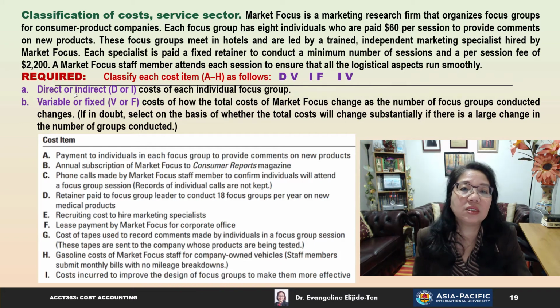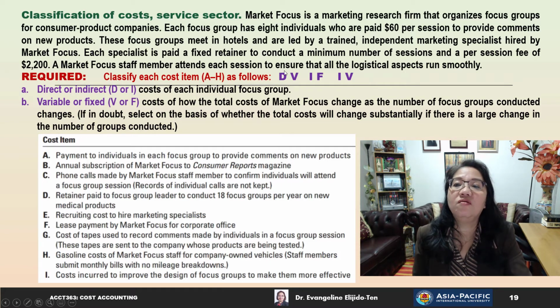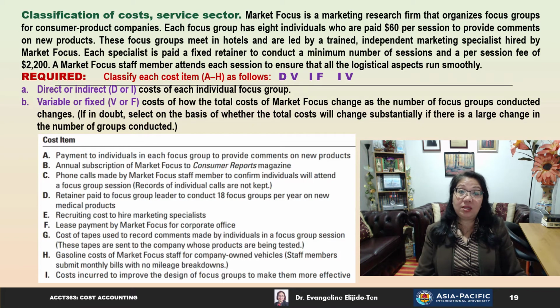And we are also asked to classify whether these costs are variable or fixed. So for each item, we'll need to determine whether it's a D or I, direct or indirect, variable or fixed. Let's now get started with the classification of costs. Let's start with A, payment to individuals in each focus group to provide comments on new products.